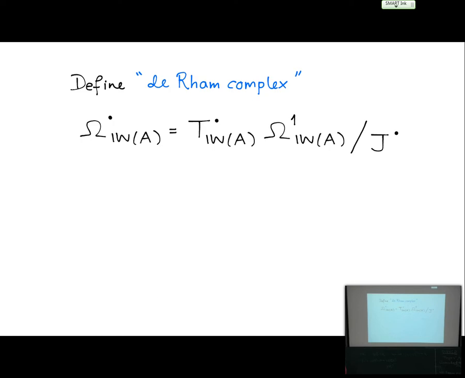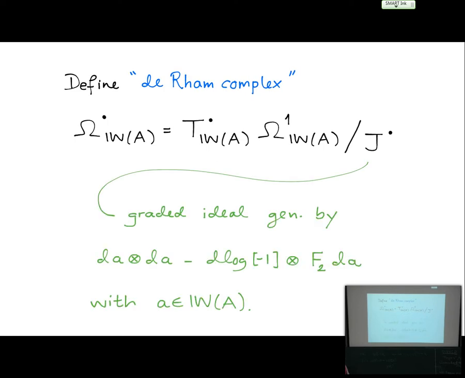And so now I will define the de Rham complex to be the quotient of the tensor algebra of the differentials modulo the graded ideal generated by elements of the form dA tensor dA minus this 2-torsion class. So the usual definition is to say that dA tensor dA is 0, but I don't do that. I say that it's equal to this instead. Up to 2-torsion it is true, yeah.